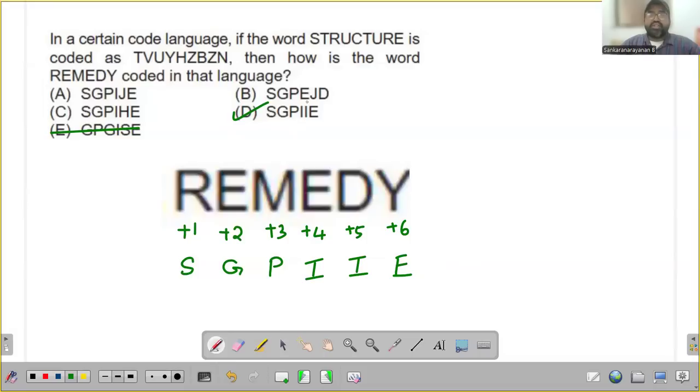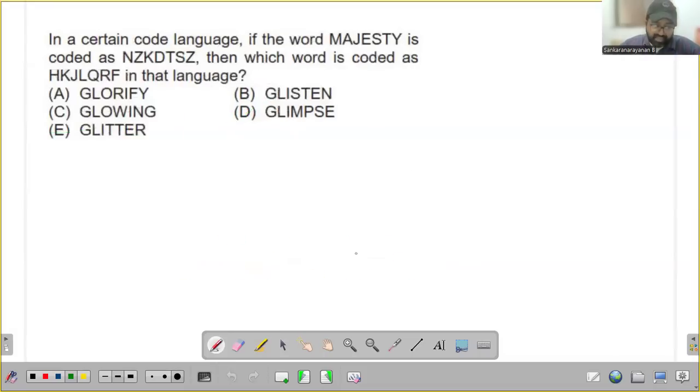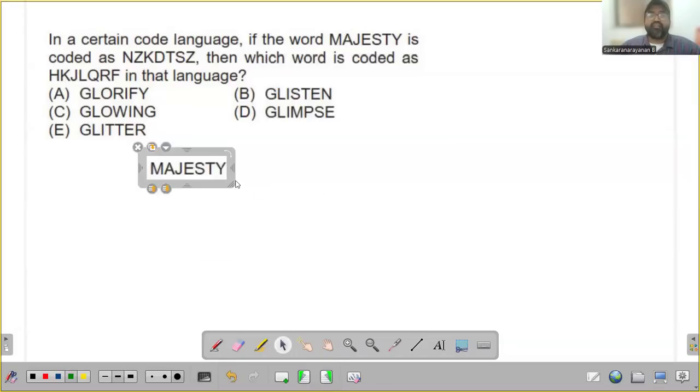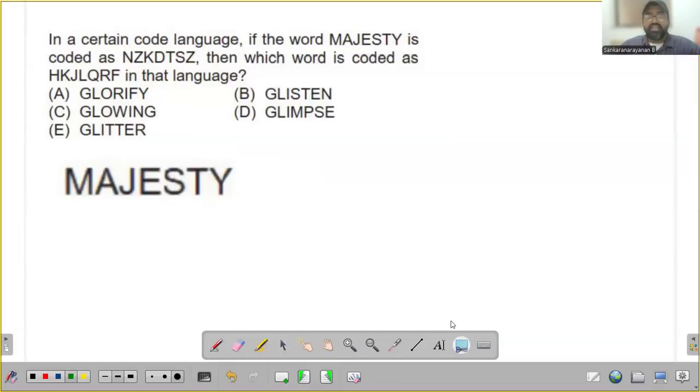Let's continue the discussion. The next one, "majesty". It is getting coded in a particular way. Let us use this to identify the logic with which the coding has happened. I'm presenting "majesty" here and the corresponding code, as you can see.